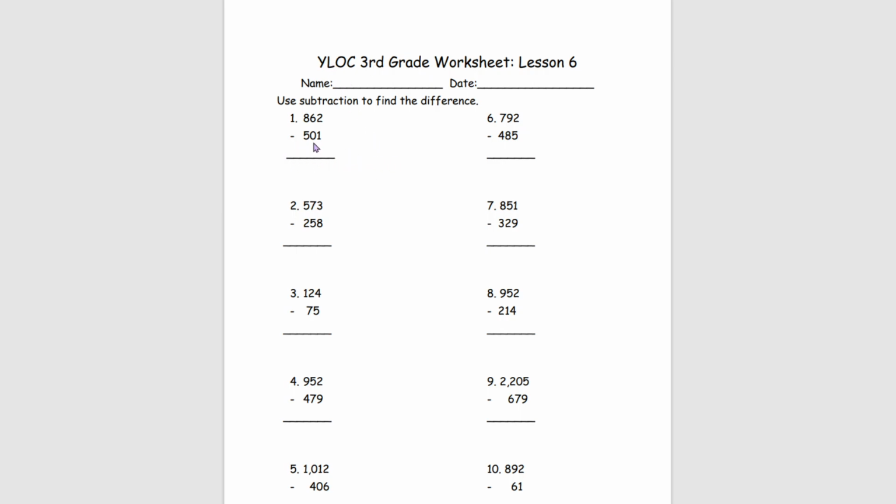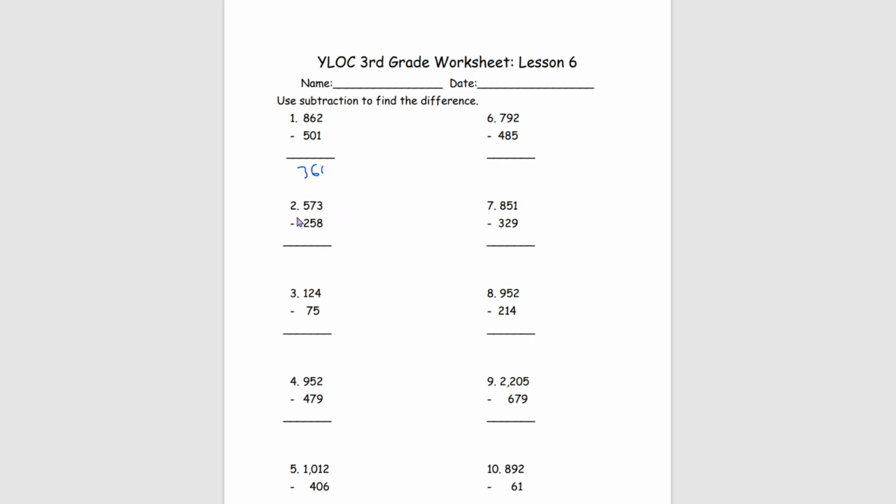And to start off, we're going to be subtracting to find the difference. Looking at number 1, we have 862 minus 501. So we just subtract. We have 2 minus 1, which gets us 1. 6 minus 0, which gets us 6. And 8 minus 5, which gets us 3. So our answer for number 1 is 361.